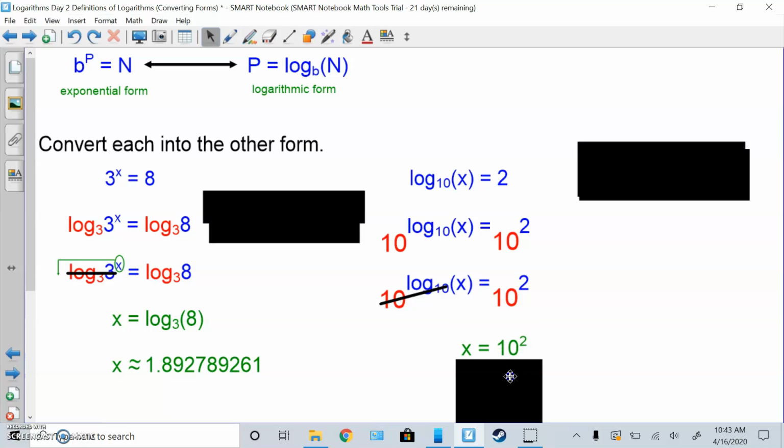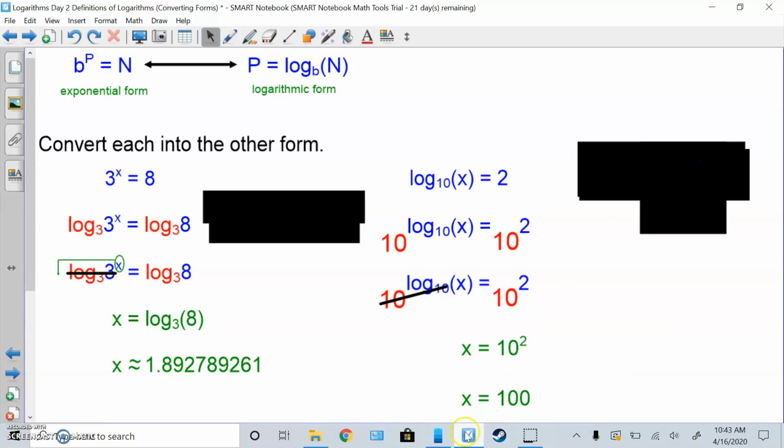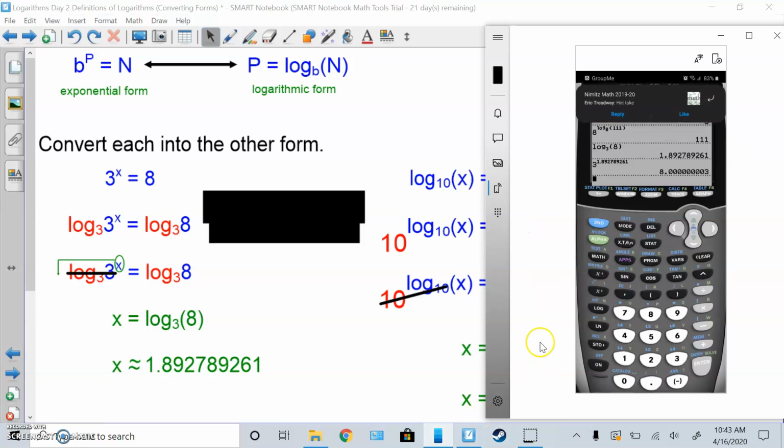That's the answer, but you know numbers and exponents, you should fix them. 10 squared is really 100. So that's the final answer there. I can check. I'll plug in the original problem. So math up, log base 10 of 100 should be 2. 2 equals 2.